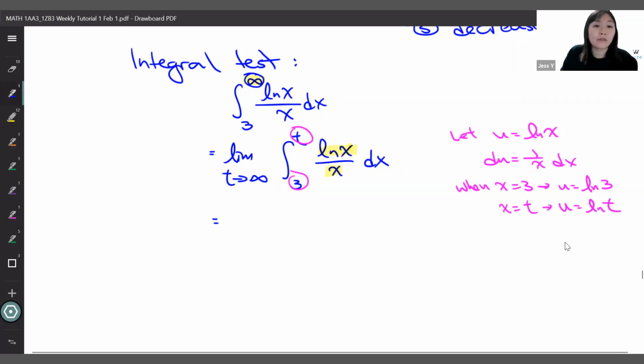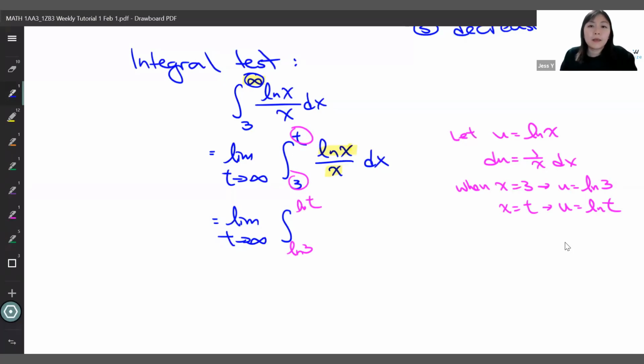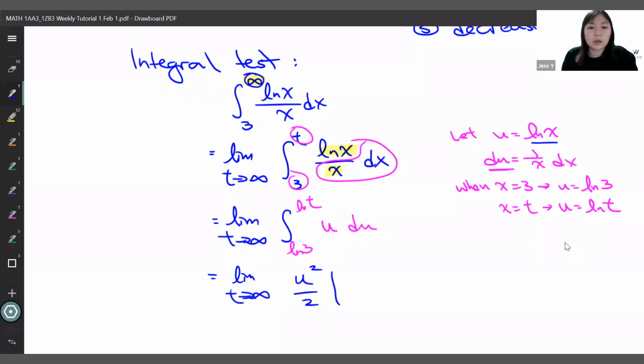Now I'm ready to substitute everything in. So we have the limit as t goes to infinity. Now in my integral, instead of 3 to t, it's going to go from ln 3 to ln t. Instead of ln x, I'm going to replace it with a u, and instead of 1 over x dx, I'm going to replace it with a du. Now that is a lot nicer to integrate. The integral of u, I'm going to add 1 to the exponent. It becomes u squared divided by the new exponent.